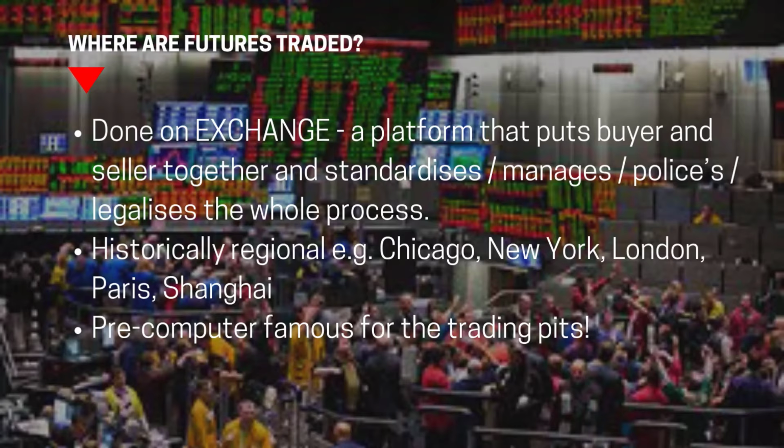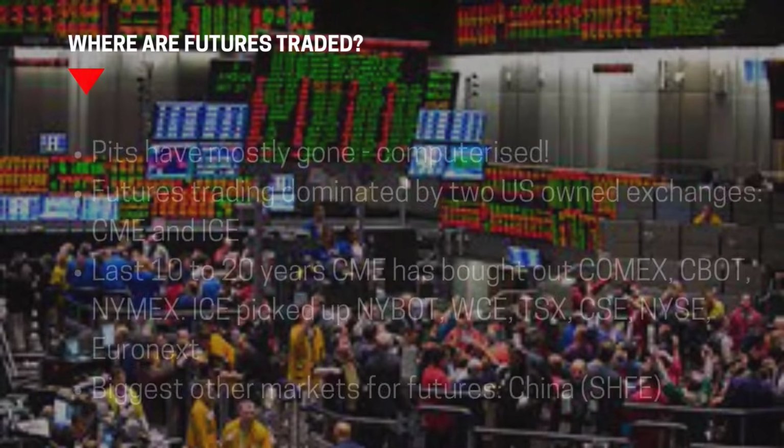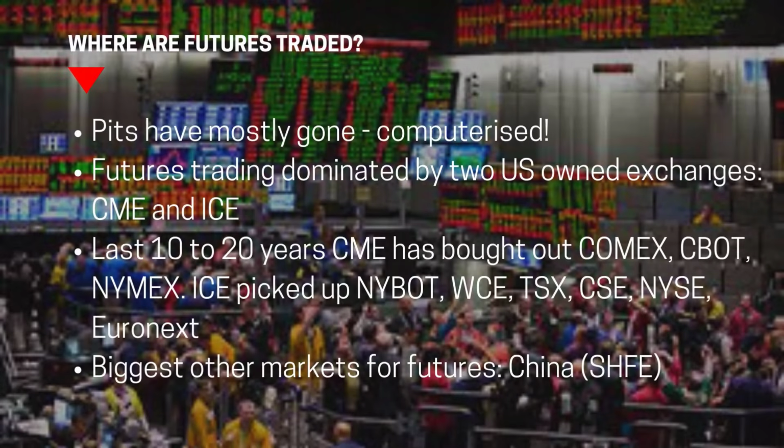What you are probably familiar with is seeing all those guys shouting at each other. That's futures trading, and they're called trading pits, where they're basically putting buy and sell orders together to facilitate the flow of whatever market they're getting involved with. The pits unfortunately are fading out, and most have become computerized, and the world of futures trading is pretty much dominated by two US owned exchanges, one called the CME and the other ICE.